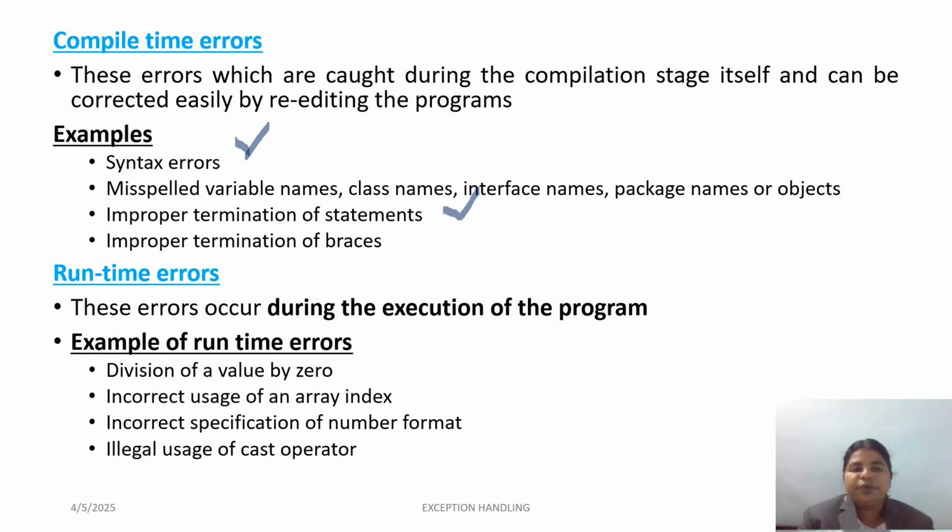The next kind of errors are the runtime errors. These occur during the execution of the program. Some common examples are attempting to divide a value by 0, the incorrect usage of an array index, the incorrect specification of number format, or the illegal usage of typecasting.